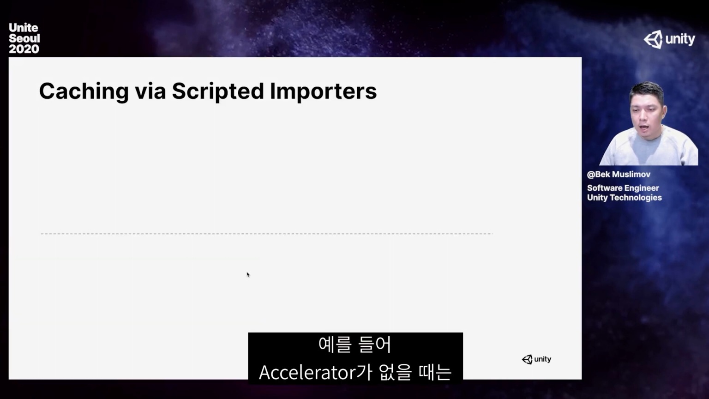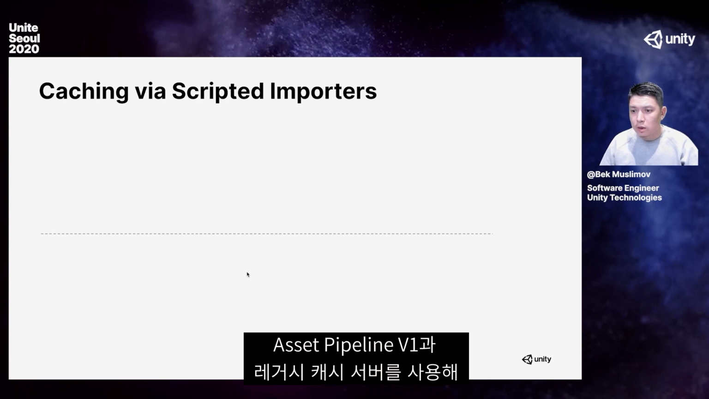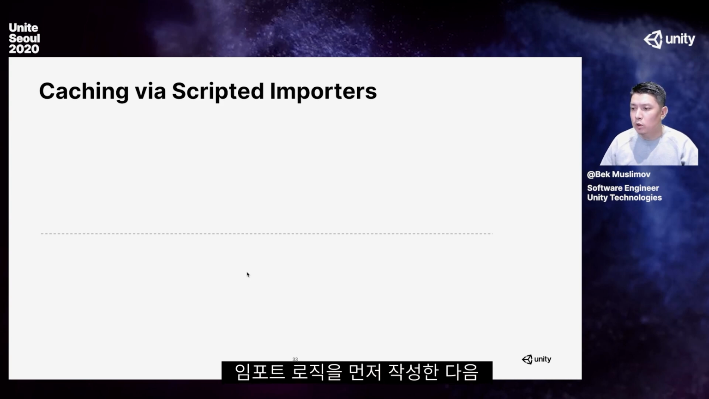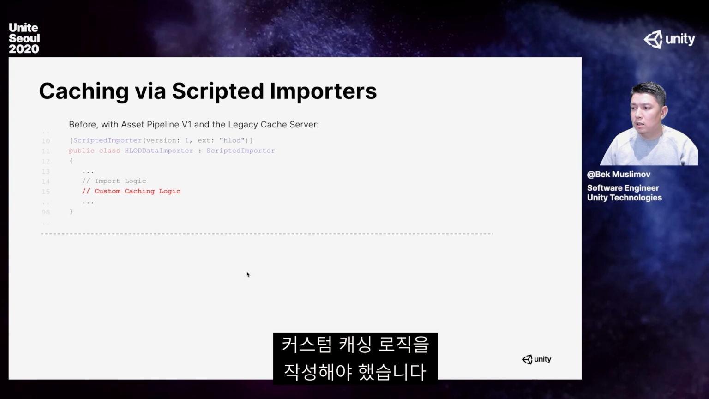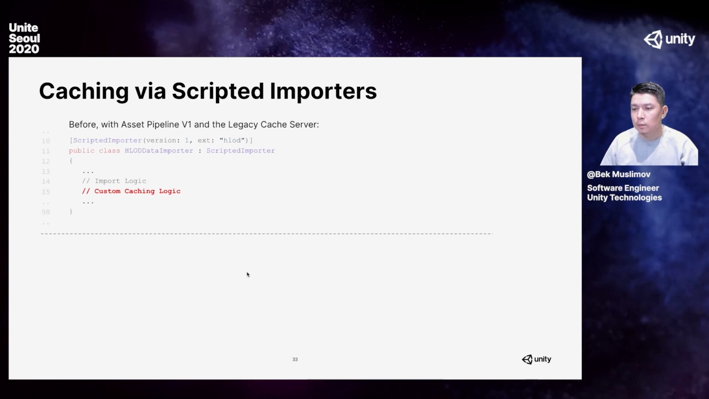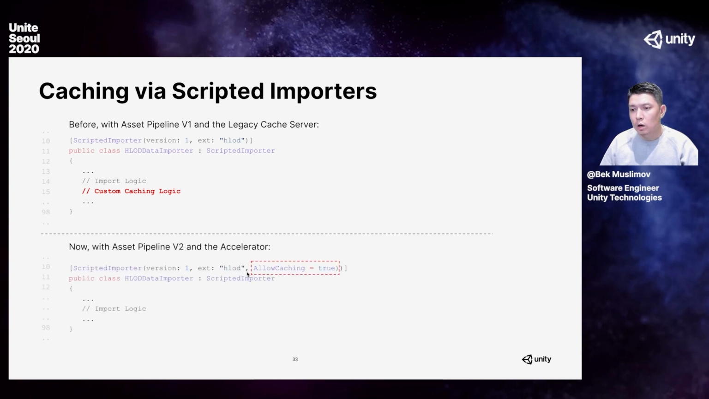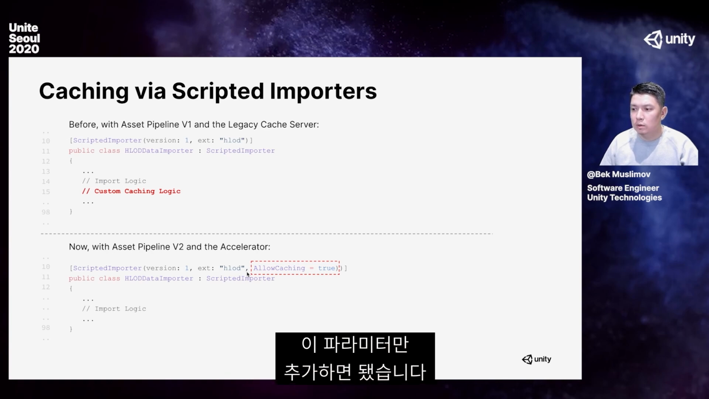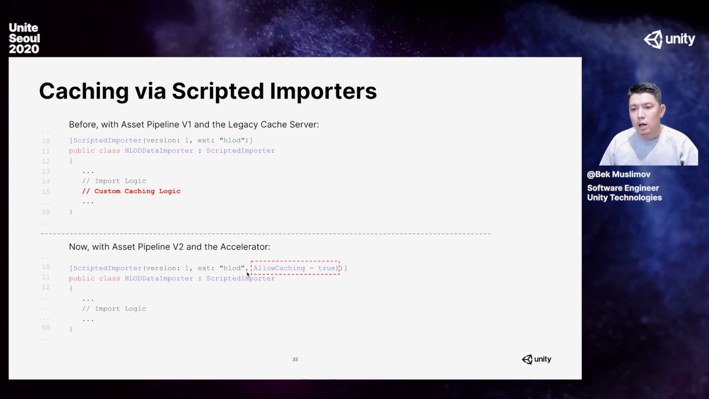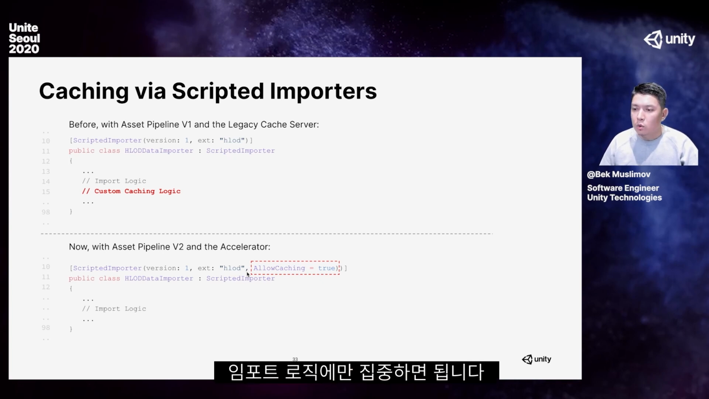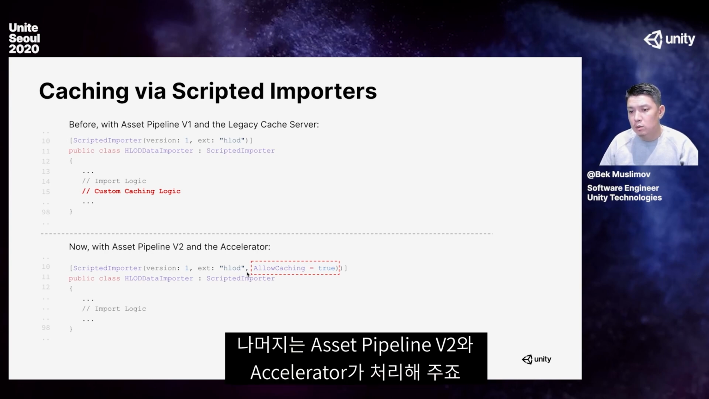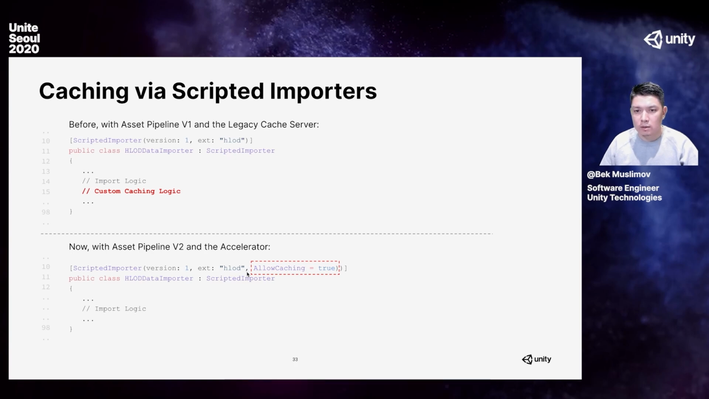For example, before the accelerator, with the asset pipeline version 1 and the legacy cache server, we had to write the import logic first, and then we had to write custom caching logic. But with the accelerator and asset pipeline version 2, all we have to do is add this parameter to the scripted importer attribute. And that's all. You don't have to do anything extra. You just have to concentrate on your import logic. Asset pipeline v2 and the accelerator will take care of the rest.